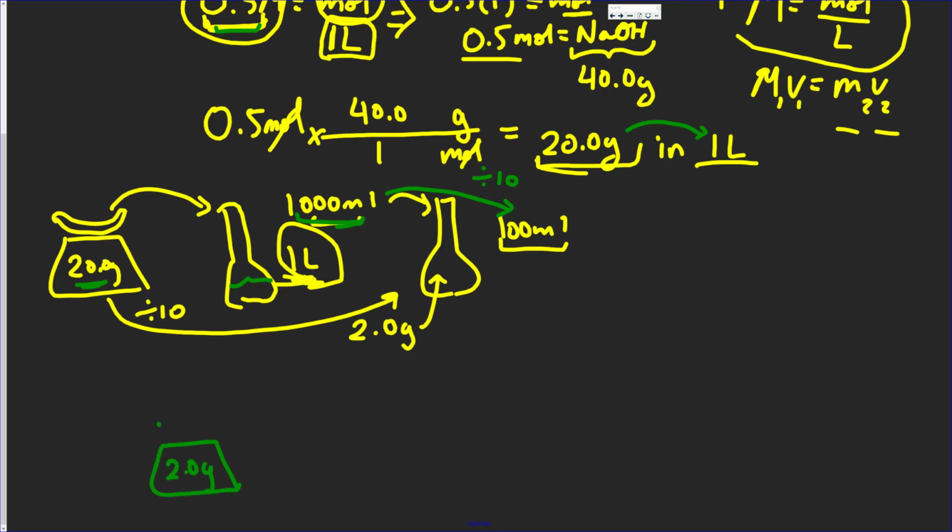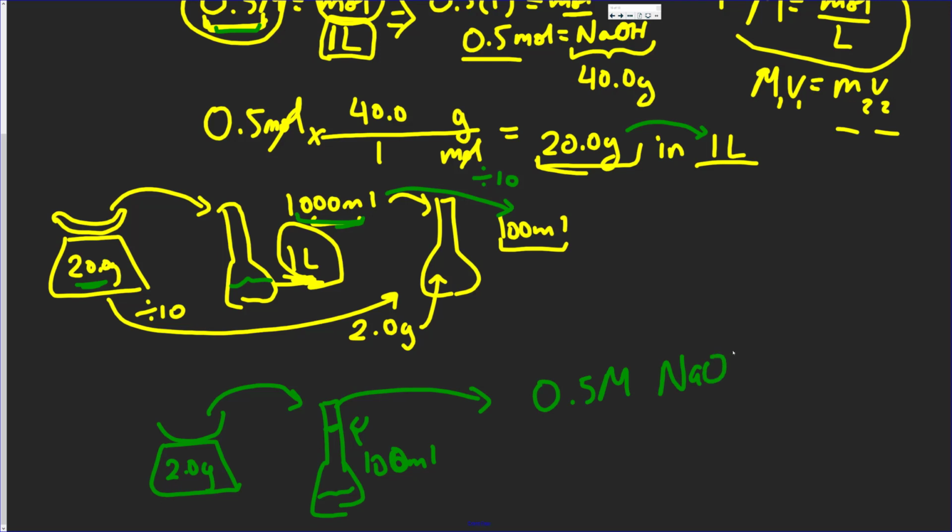So ultimately, when you make this solution, you're going to go onto your scale and weigh 2.0 grams. Here's your little weighing boat. Then you put that 2.0 grams into your 100 mL volumetric flask, and you fill the rest with water until you get to your meniscus line. That's your line with water. Finally, in this volumetric flask, you're going to have a 0.5 molar solution of NaOH, because you calculated the mass for 1 liter and then scaled it down for 100 mL.